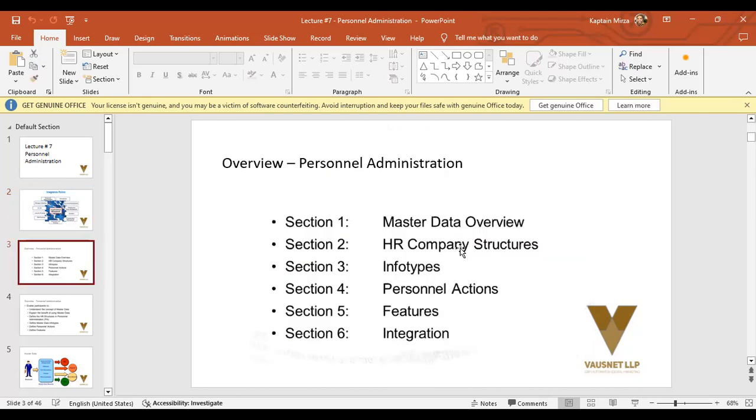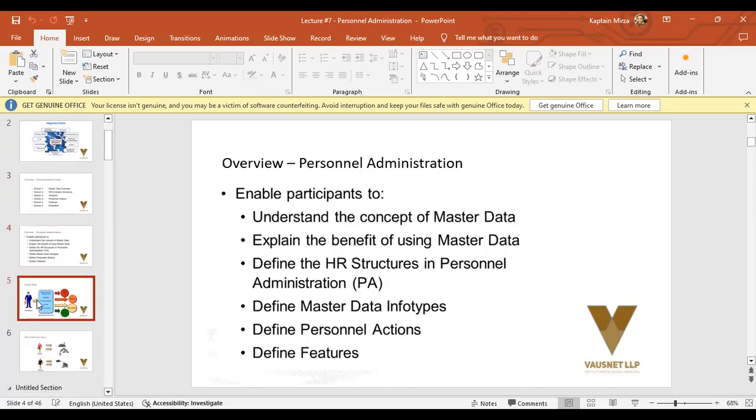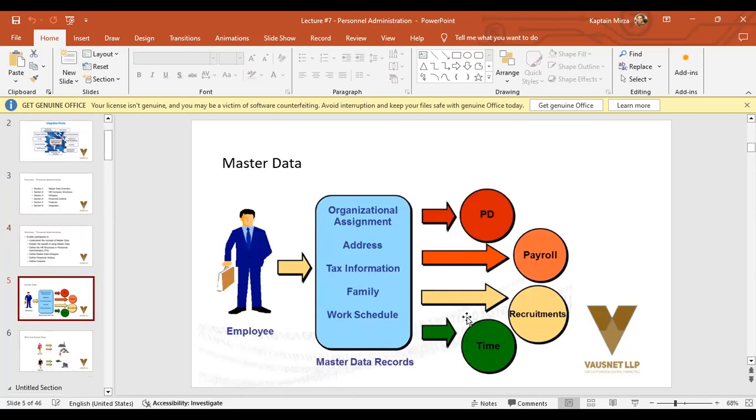So what we're going to cover is master data overview, company structure, info types, personal actions, features, and integration. This will actually give you an understanding of what master data basically is. Master data, in effect, is about people, the organizational units, the structure around the employees and the departments that comprises master records. Like for an employee, there will be organizational assignment, like personal development. Address will be used to address and tax will be used for payroll, because if your address is of another state and tax is paid in another state, payroll will differ. The payroll this employee will be eligible for will be different because of the state addresses.